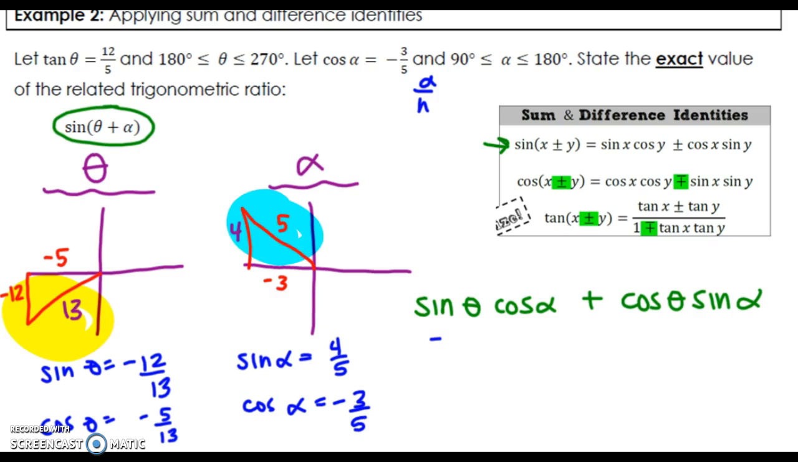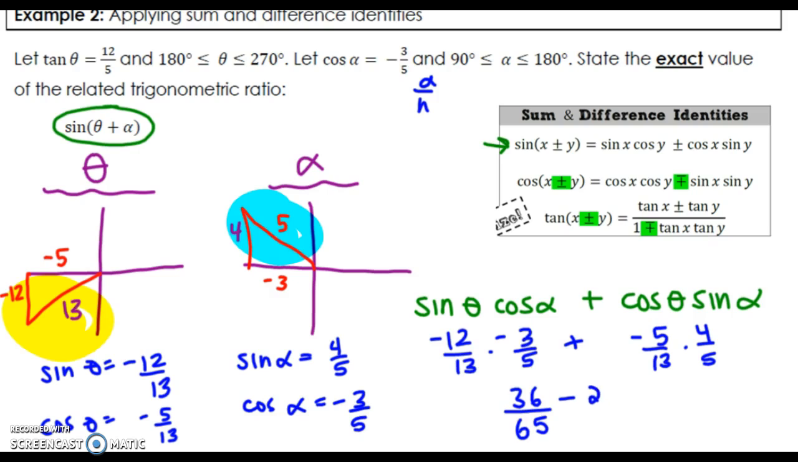So we're going to put in our values. So 36/65 minus 20/65, 16/65.